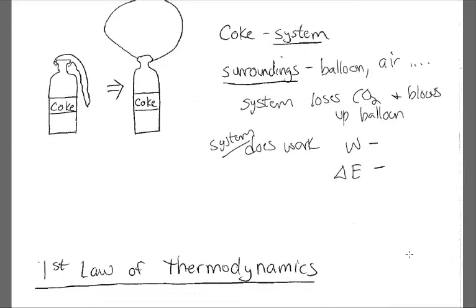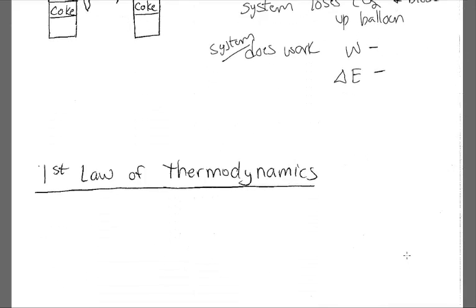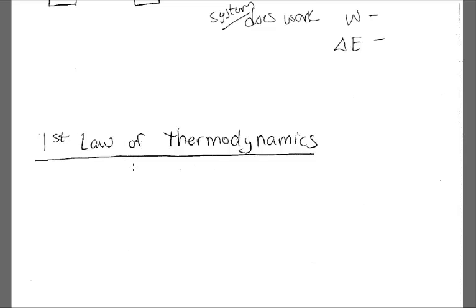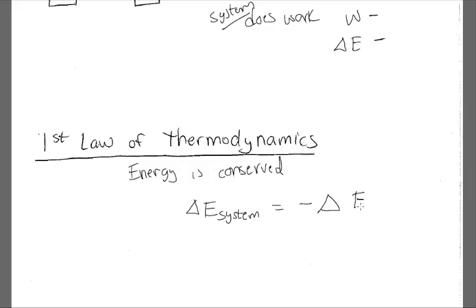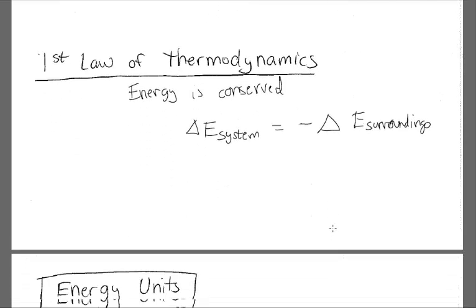We can talk about the first law of thermodynamics, which tells us that energy is conserved, and by this we mean total energy. Whatever the change in energy is for the system, it's got to be equal and opposite to the change in energy for the surroundings. If our system lost energy, then the surroundings gained it. If our system gained energy, the surroundings lost it, because energy will always be conserved.